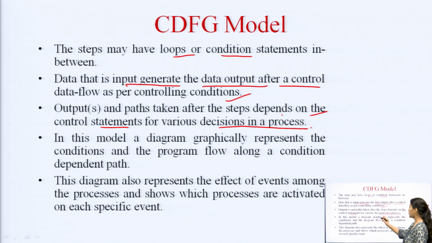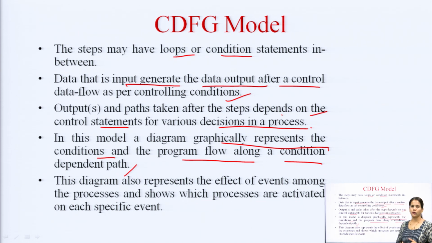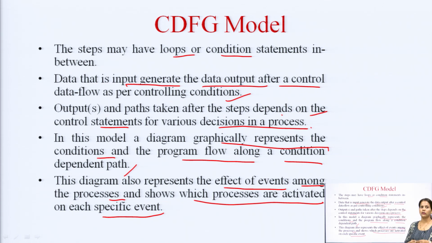So, in this model a diagram graphically represents the conditions and the program flow along a condition dependent path. So, the program flow depends upon the condition that is presented in between the various processes. This diagram also represents the effect of events among the processes and shows which processes are activated on each specific event. By event we mean the triggering inputs. So, it depends upon the inputs whether the condition will be fulfilled or not, and depending upon that the data flow direction is decided.